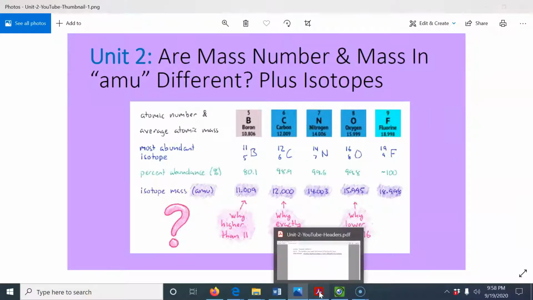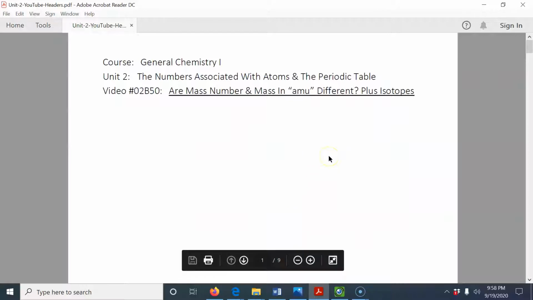Now, normally I would have this printed out, but my printer's on the fritz.